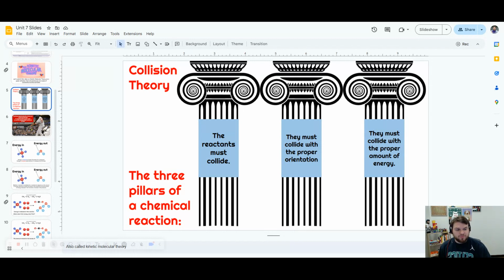they must collide with the proper amount of energy, right? There is a minimum amount of energy that has to be present for those particles to actually react, right? And so that can be a minimum temperature that we need to look at, right? Because temperature is just a measure of how energetic our particles are.